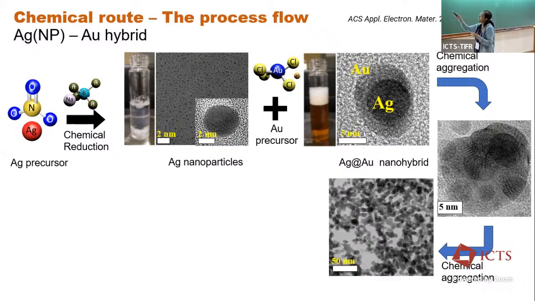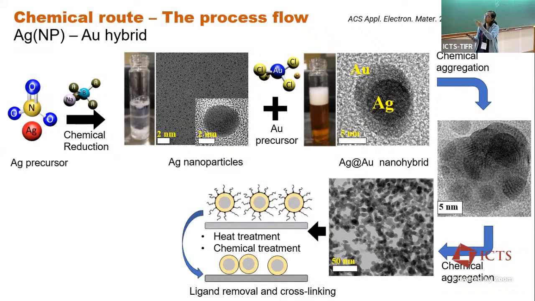So you can see, I don't know if it's visible from the backside, but this is a cookie kind of picture where you can see darker patches inside the bigger circle. Those are the embedded silver nanoparticles, and this one is an aggregated structure for that.